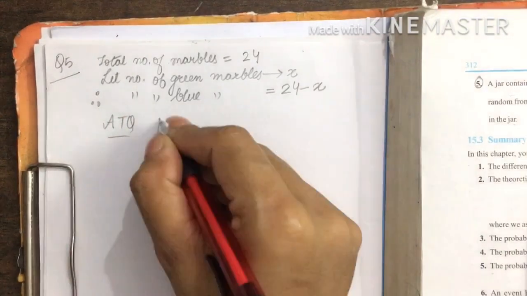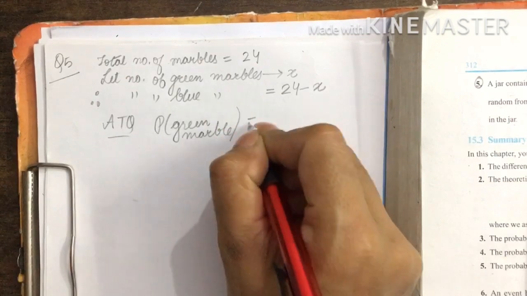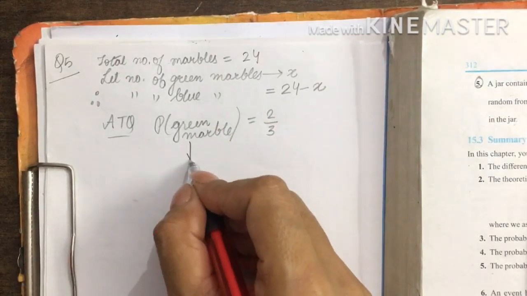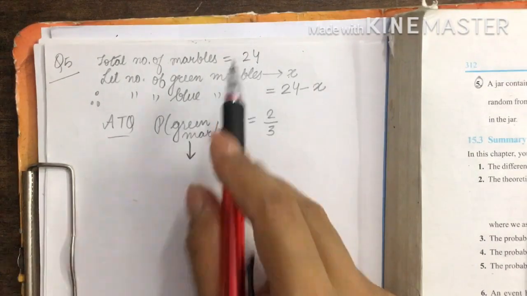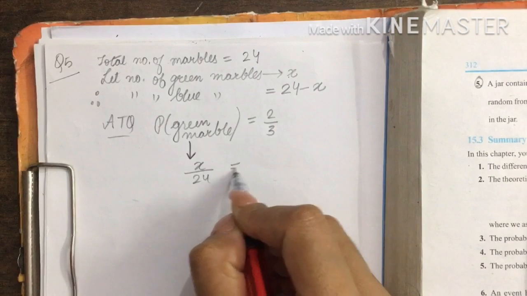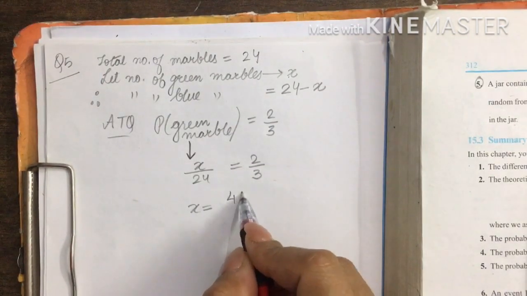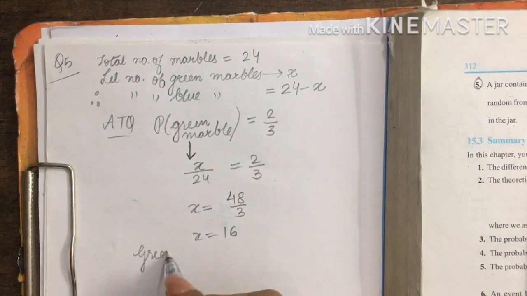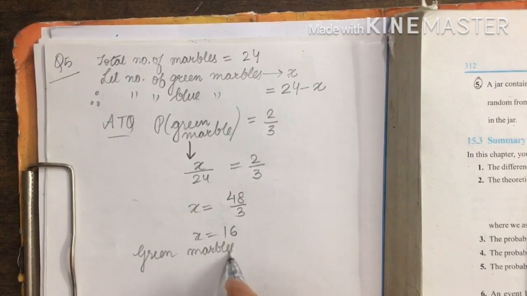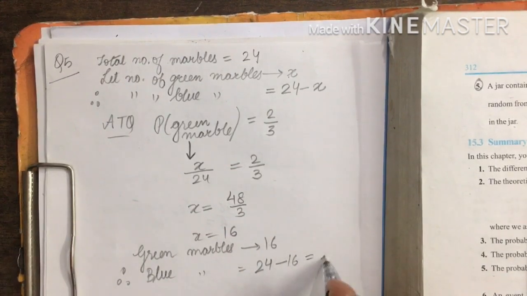According to the question, the probability of green marble is 2 by 3. So if I had to write down the probability for green marbles, I would take the number of green marbles over the total number of marbles, x by 24. This is equal to 2 by 3. Simplifying this, x comes out to be 16. So green marbles are 16, therefore blue marbles will be total minus 16, this is 8.